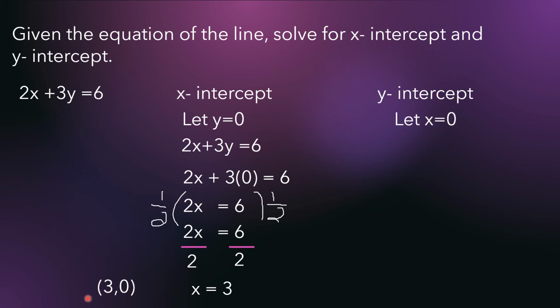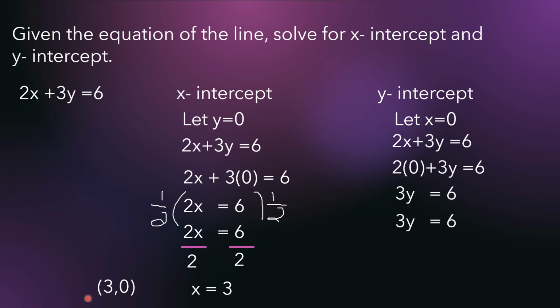Now, for the y-intercept, we let x is equal to 0, and then substitute the value of x. We have 2 times 0 plus 3y is equal to 6. Now, we have 3y is equal to 6. So, instead of multiplying both sides of the equation by 1/3, we can simply divide by 3. 3 divided by 3 is 1, and that is y. And 6 divided by 3 is 2. So the point now is (0, 2), which means that this graph crosses the y-axis at (0, 2).